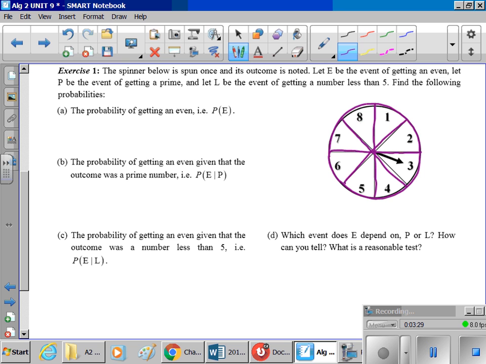It says the spinner below is spun once, and its outcome is noted. Let E be the event of getting an even. Let P be the event of getting a prime, and let L be the event of getting a number less than 5. All right, so now let's go back and just talk about prime numbers.